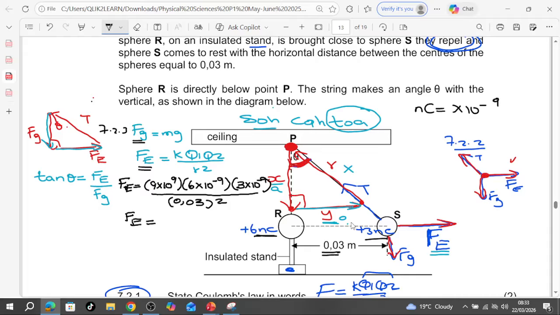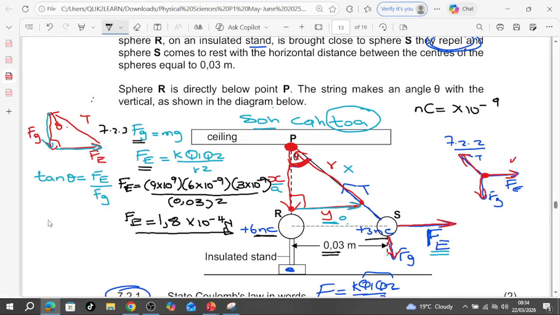I know that most will struggle to put this on the calculator. I'm also putting this on my calculator. I have 9 times 10 to the power 9, 6 times 10 to the power minus 9 times 3 times 10 to the power minus 9. Everything is divided by 0.03 squared. So I get my answer as, in scientific notation, 1.8 times 10 to the power negative 4 newtons. So this is my Fe.